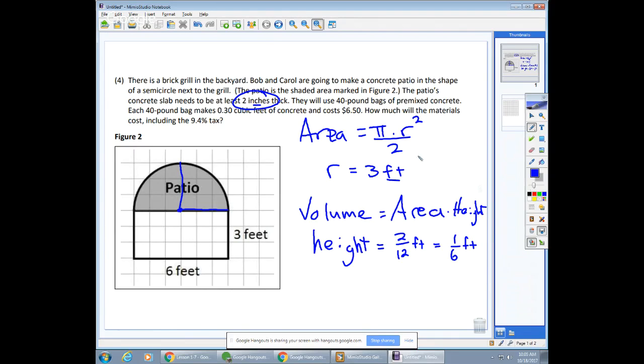Now, once I do that, area times the height, I'm going to have feet squared from the radius, and I'm going to have feet for the height. So what happens if I take feet times feet squared? What do I get? Feet cubed, cubic feet, which is what the bag of cement is measured in. All right, so figure out how much cement we need based on that. I'll let you guys play for a minute, and then I will share what I got.